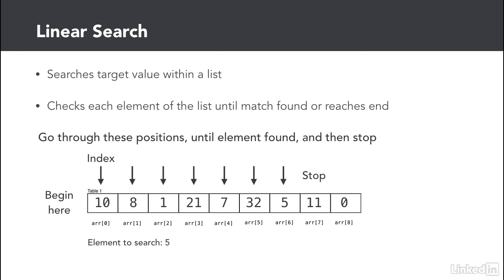So there's no elimination of half of the array and then searching just a portion of it. It checks every single slot. And so that's why it's a lot less efficient. If you look at this image here, we're looking for the number 5. And so we can start at the index of 0, but we have to check the slot that contains 10 and then 8, 1, 21, 7, 32 until we reach 5, and then we can stop.